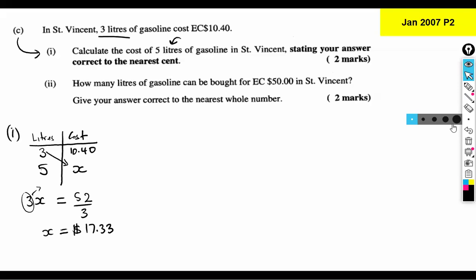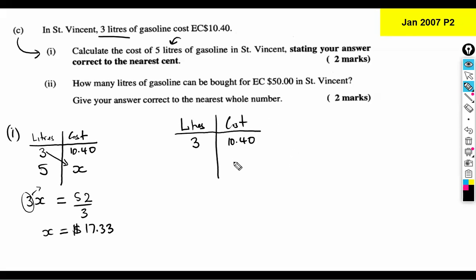So how many liters of gasoline can be bought for $50 EC, right? Oh, we need to find out the cost of 1 liter. Well, that should be easy. Actually, no, we can use the cross for this. We can use liters and cost. If we know 3 liters cost $10.40, and then you walk in with $50, how many liters will you get?